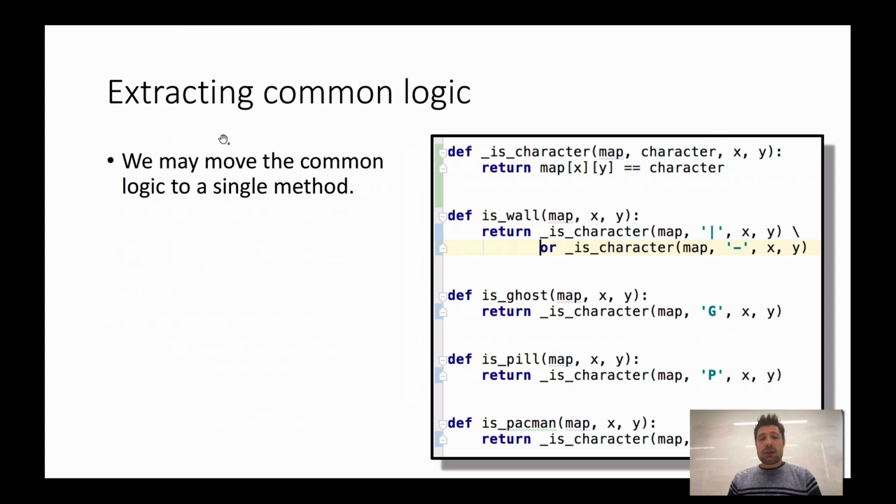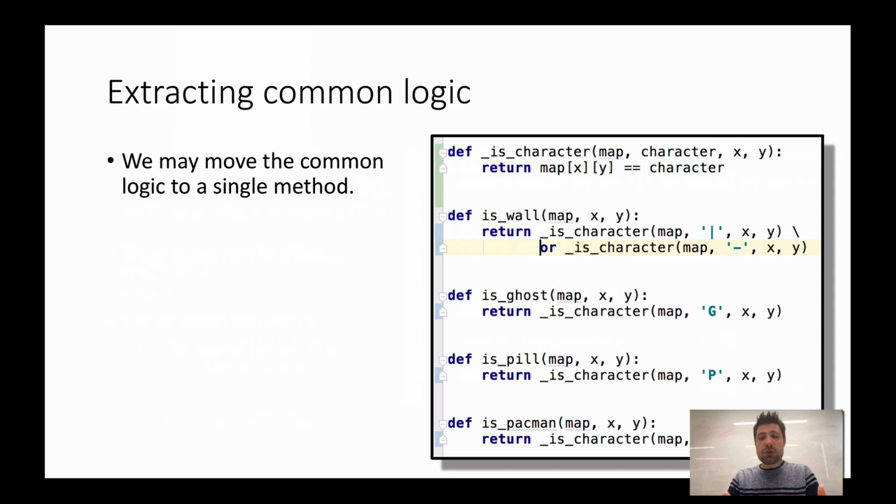So I create the function is character that basically does map xy equals to the character I'm looking for. And then to each one of the functions, for example, is ghost, is pill, is Pac-Man, I just invoke the same function, and I basically change the character I'm looking for, right? So I created this generic function that checks if in that position there's the character I'm looking for.